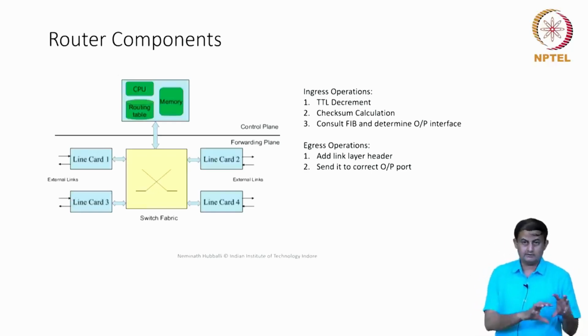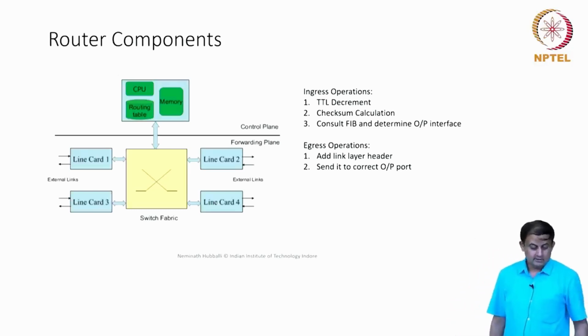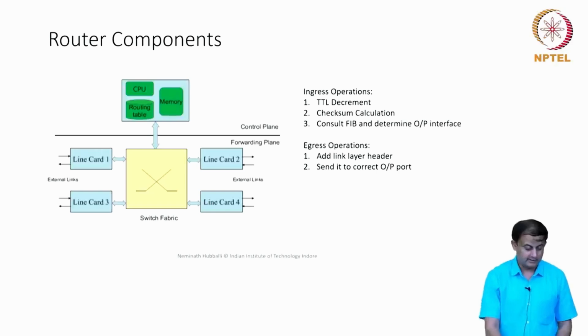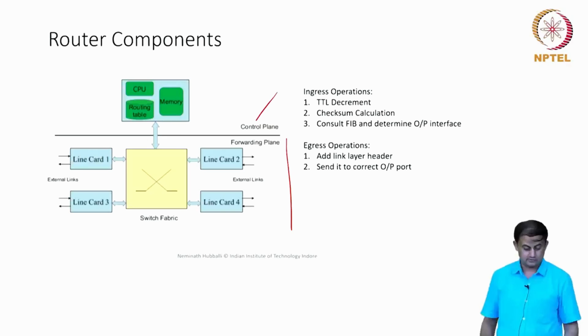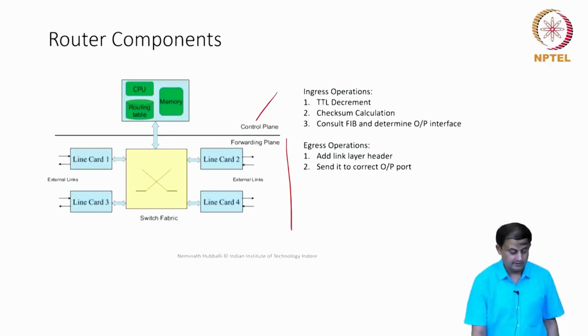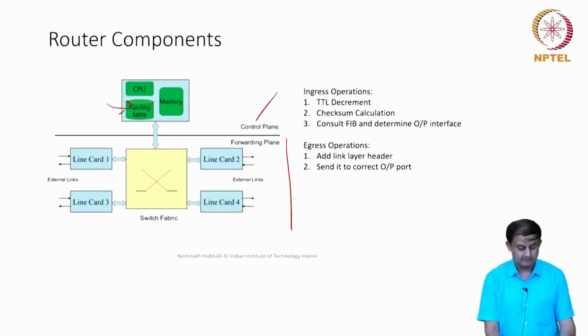So if you look in a little more detail at what exactly a router contains, as I said, the typical operations of the router are divided into two parts. One is the control plane operation, and the second one is the data plane operation, which is also called the forwarding plane operation. In the control plane operation, you have got the routing table. This routing table is being updated.